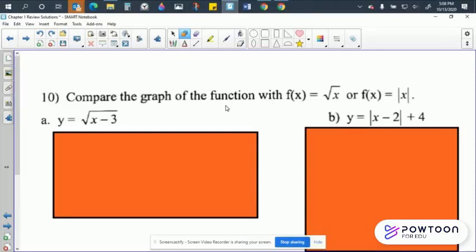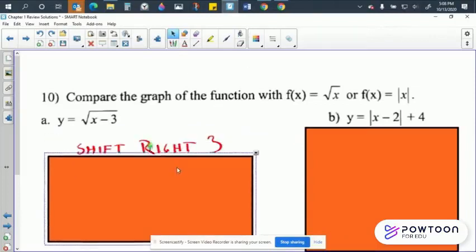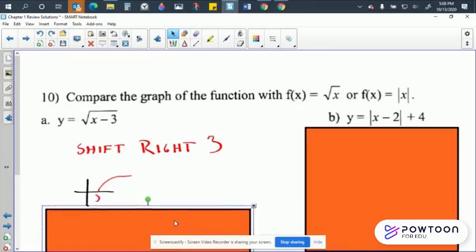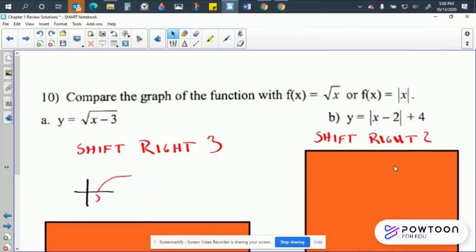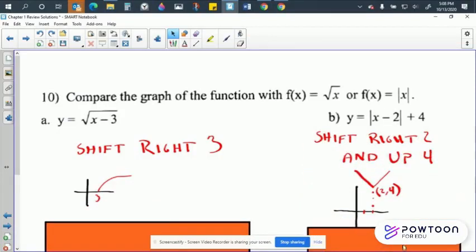Okay, to compare the graphs with the shifts, the graph of this one will shift right 3, and the graph of this absolute value will shift right 2 because of the minus 2 here, and shift up 4, which makes our point at (2, 4).